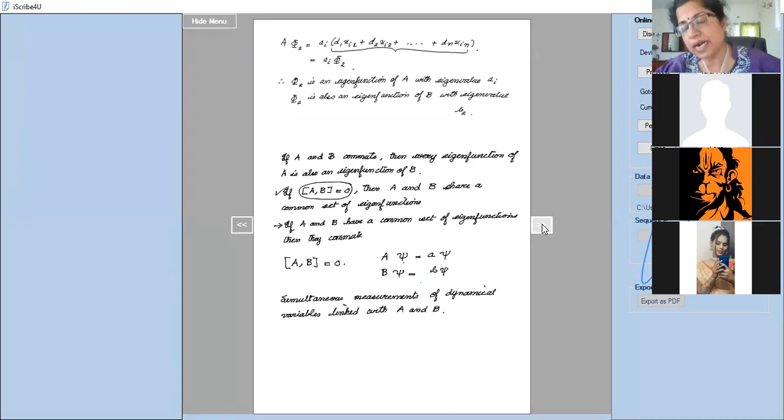So the moment I tell you that A and B commute, you should immediately know that I can measure the variable connected with A and the variable connected with B precisely simultaneously. What does simultaneously mean? At the same point of time and precisely, no problems. And this is very important. Now you obviously know that position and momentum do not. What is the problem with them? You cannot precisely measure them simultaneously, right? You know that.